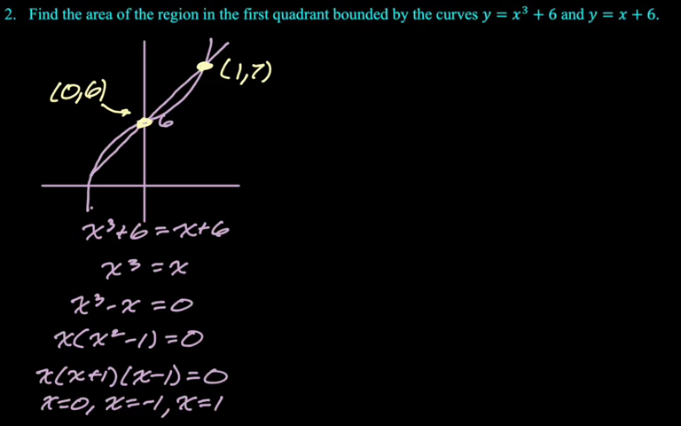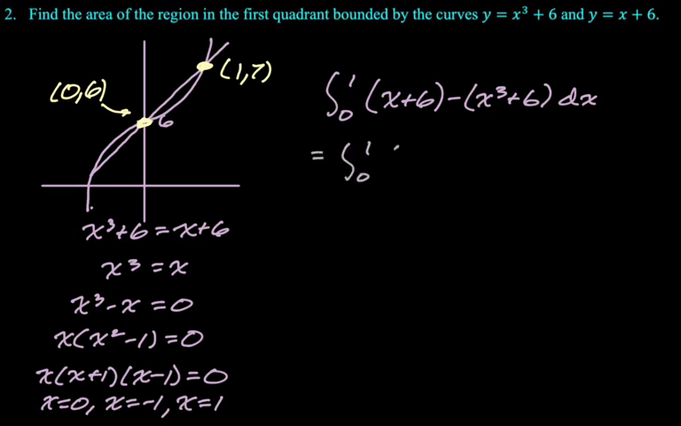All right, so area of a region is the integral from left to right of top take away bottom. So our left bound is 0, our right is 1, and then the top curve is the linear function, so x plus 6, minus, put this in parentheses, the bottom function, x cubed plus 6. If you use parentheses there, you will make far fewer mistakes long term. So this gives us the integral from 0 to 1 of x minus x cubed.